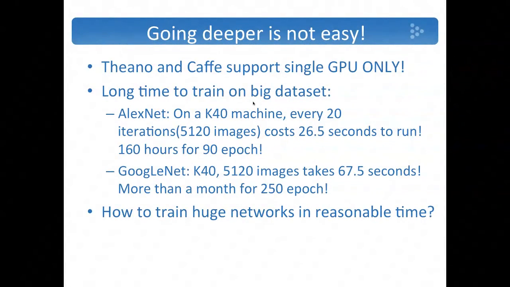For example, on AlexNet, if you're using the K40 GPU, which is the best GPU ever, it takes 26 seconds to train the 5,000 images. If you want to train the whole ImageNet data set for 90 epochs, you have to spend 160 hours to train the net. For GoogleNet, you need more time because the network is bigger, and they also have to train more epochs. So here is the question: how to train huge networks in a reasonable time.